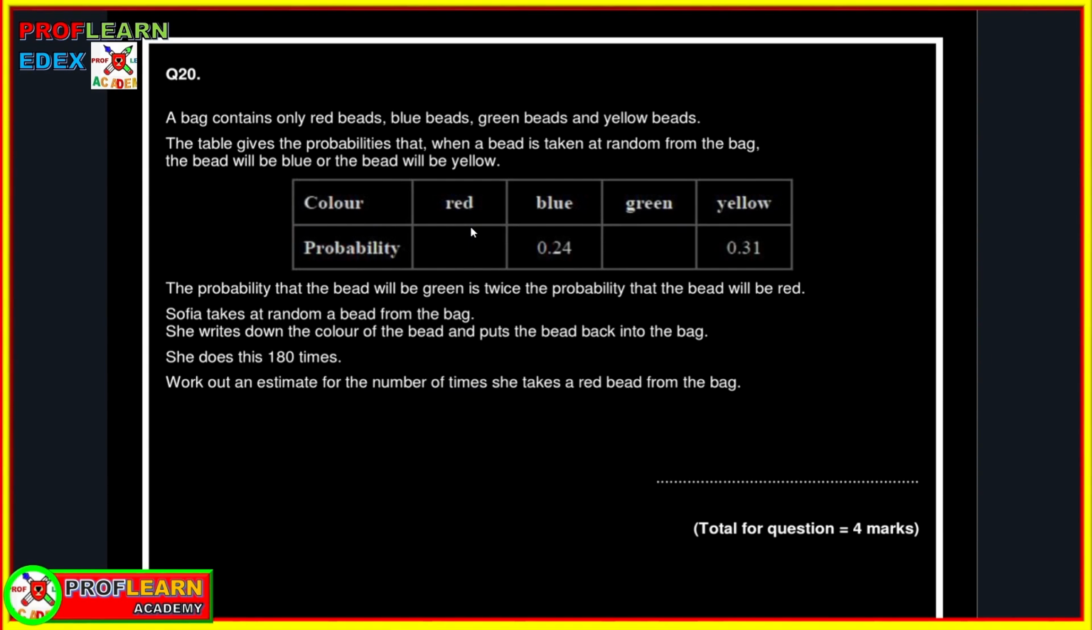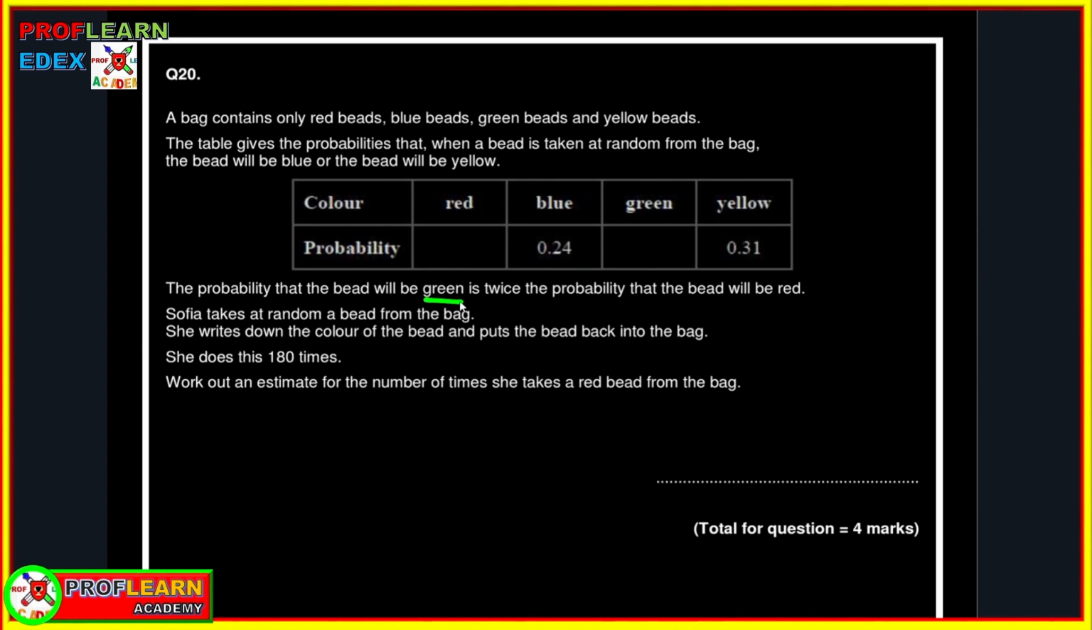Now, question number 20. A bag contains only red beads, blue beads, green beads and yellow beads. The table gives probabilities that when a bead is taken at random from the bag, the bead will be blue or the bead will be yellow. Now, what you need to remember at this point is that the sum of all probabilities should be equal to 1.